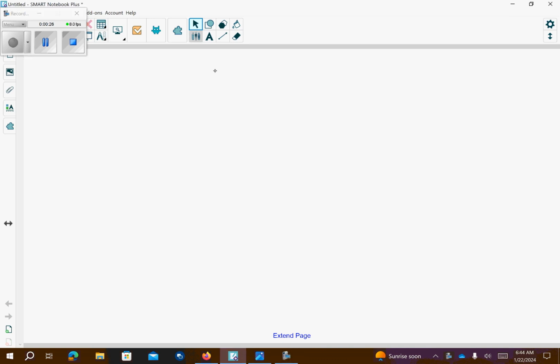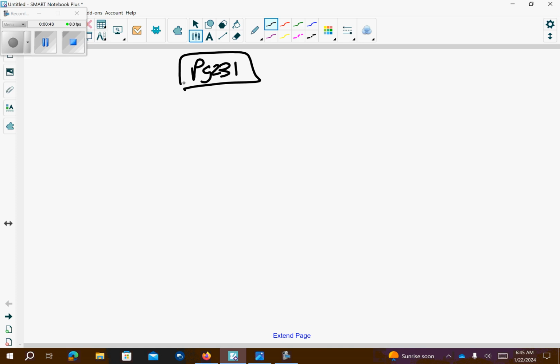I'm going to be on page 231. So at the very top, there's some blanks. It says a blank to a system of linear inequalities in two variables is a point that makes both inequalities true. So a solution goes in that little blank up there.